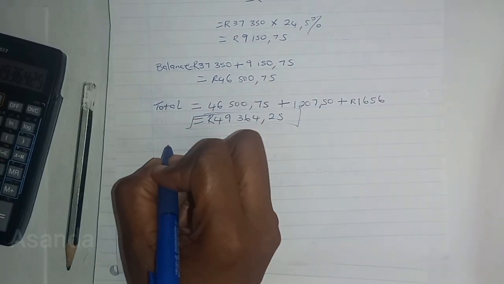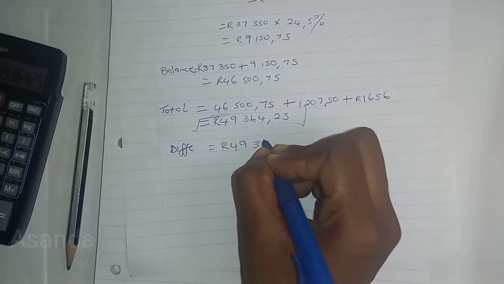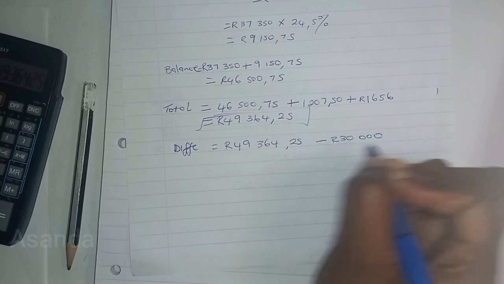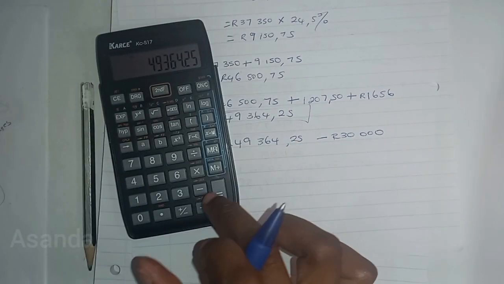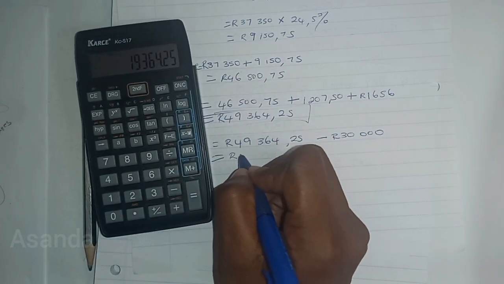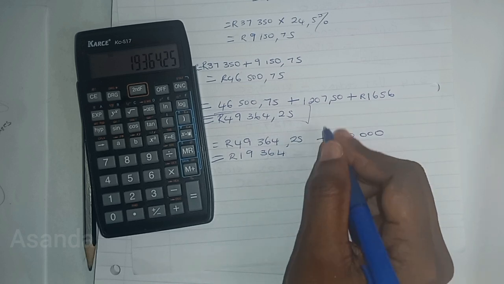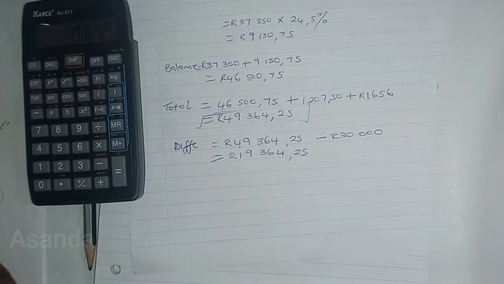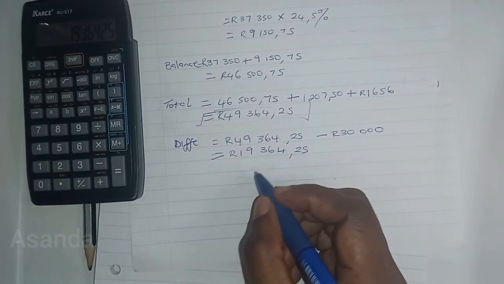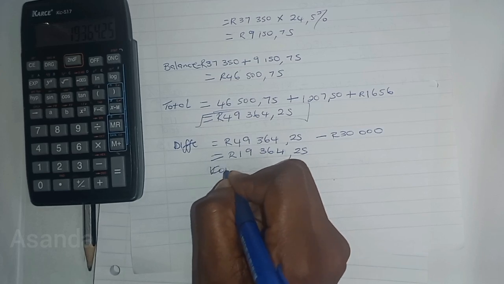So let's find out the difference. Therefore, we're going to say 49,364 rand and 25 cents minus 30,000. If we subtract 30,000 from this one, we'll have 19,364 rand and 25 cents. Whoa, exactly what they said it would be more by, 19,360. That's freaky. The statement here is correct.